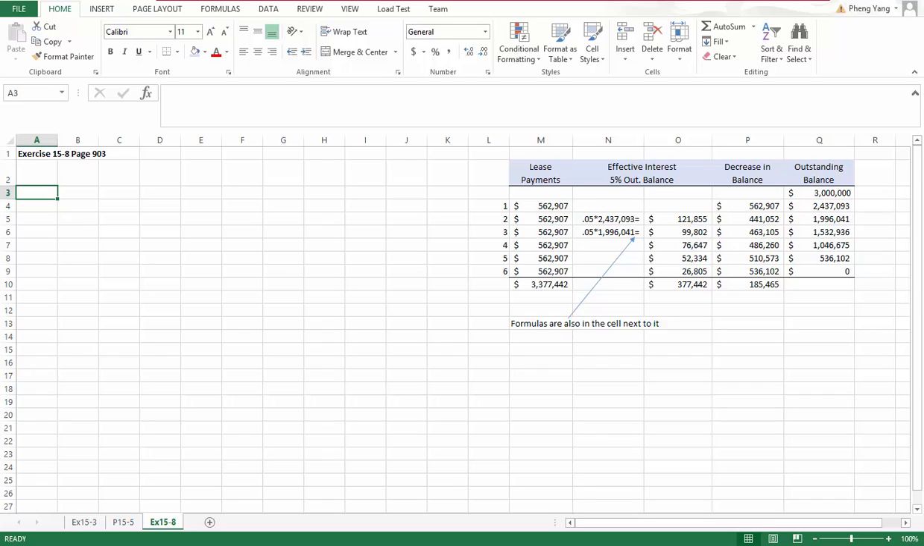So on page 903, exercise 15-8, on June 30th, 2013, Georgia Atlantic Inc. leased a warehouse facility from IC Leasing Corporation. The lease agreement calls for Georgia Atlantic to make semi-annual lease payments of $562,907 over a 3-year lease term, payable each June 30th and December 31st, with the first payment on June 30th, 2013, which is right here.